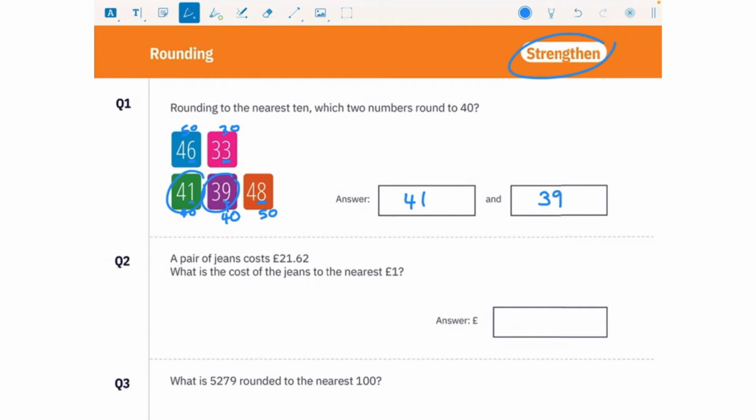Question number 2. A pair of jeans cost £21.62. What is the cost of the jeans to the nearest £1? So we're looking to the nearest 1. This is our ones column. This is our tens column. And we're going to check the next column over, which is the tenths column. In the tenths column here, we can see we've got a 6, and we know that a 6 rounds up. So that's going to be £22.